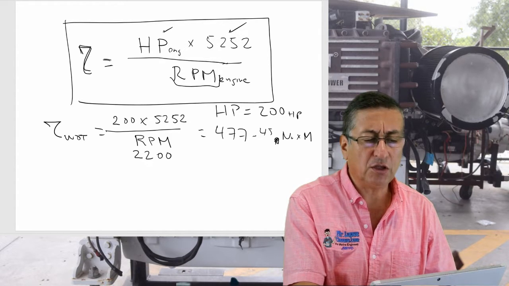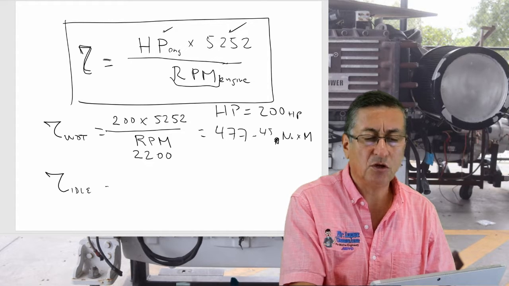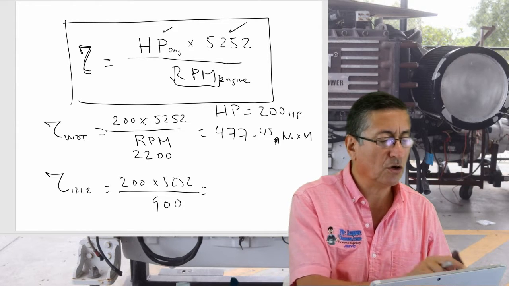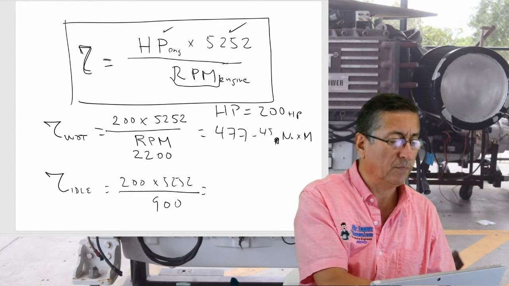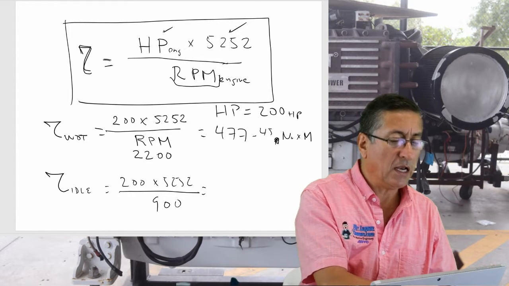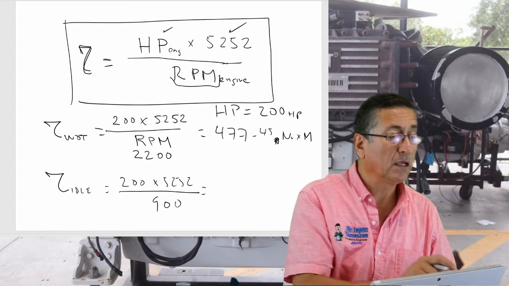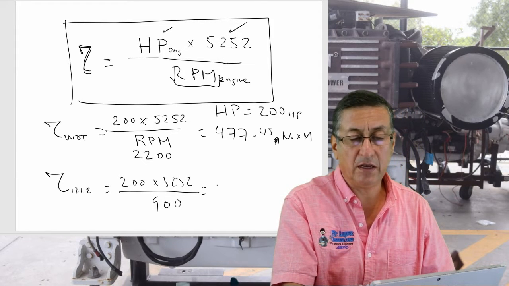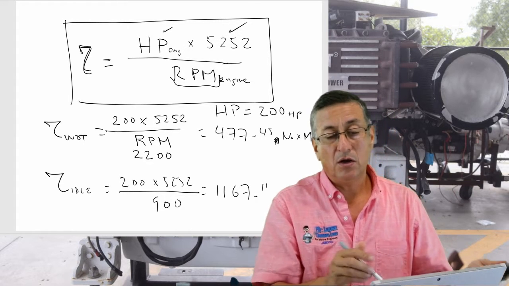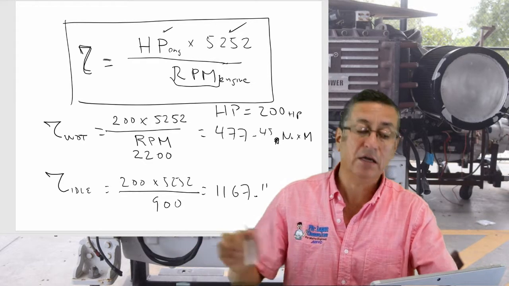Alright, how much is the torque? How much is the torque in idle? The torque in idle is 200 times 52 divided by the RPMs in idle, 900. How much is the torque over there? It is 200 times 52 divided by 900, and it is 1167.11.